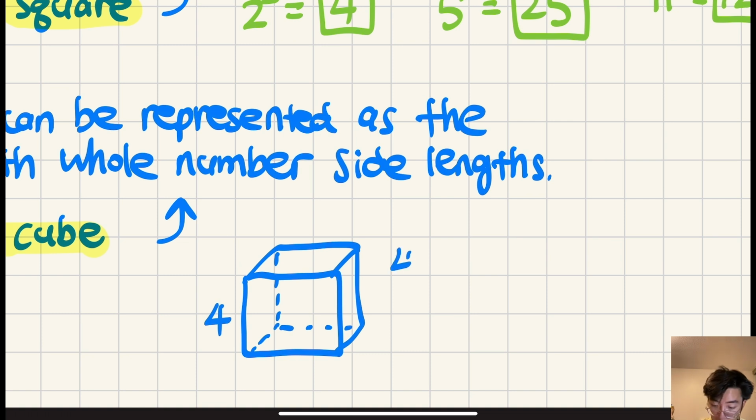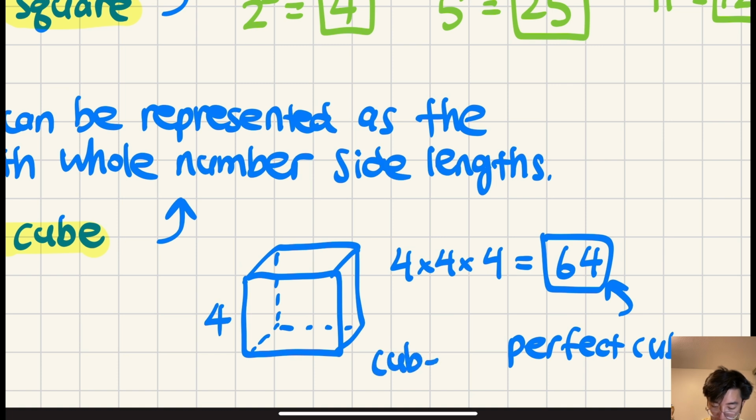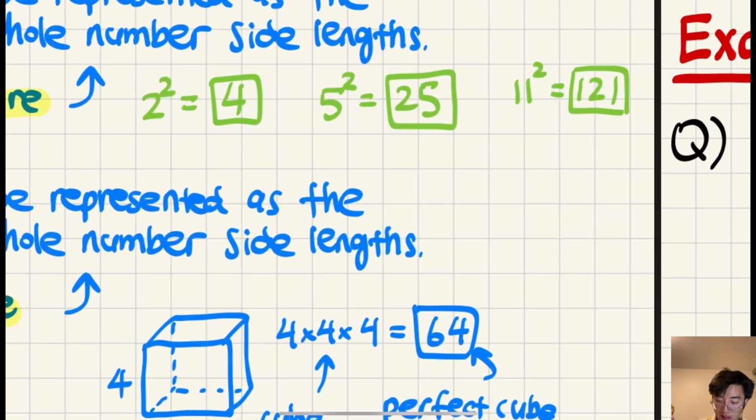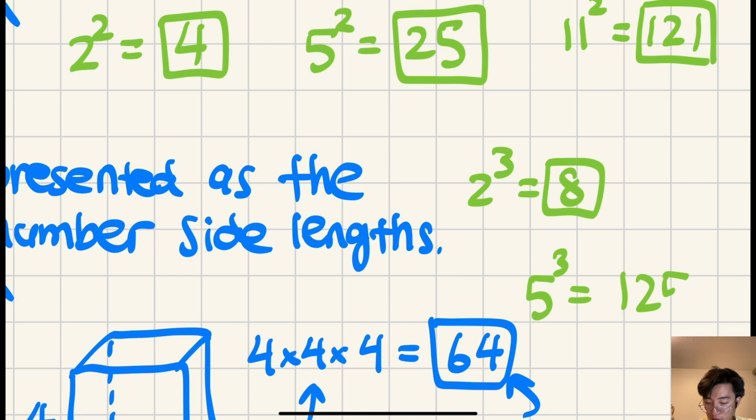To find its volume, we have 4 times 4 times 4. That gets us 64, which means that 64 is a perfect cube. And the 4 here that got us the 64 is considered a cube root. Just like the squares, cubes are results of numbers that are to the power of 3. So 2 cubed is 8, which makes it a perfect cube. 5 cubed is 125, making it a perfect cube as well.